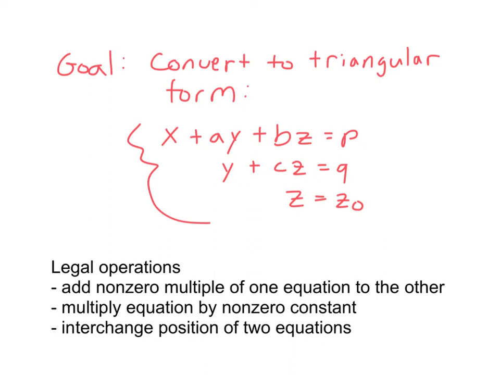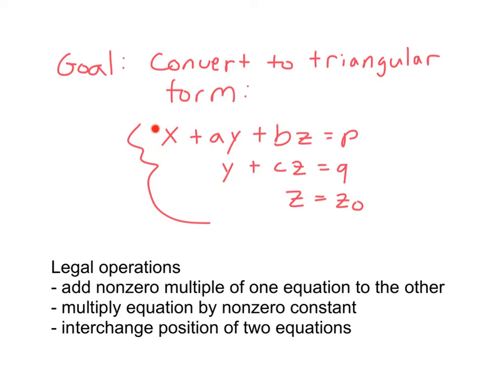So the goal is to first convert to triangular form. Okay, so we want to convert our 3 equations to look something like this. This is triangular form. Notice how this one involves x, y, and z, and this equation involves y and z, and then this equation involves only z. So your equations are involving fewer and fewer variables as you go down. All these other letters are just constants. Don't worry, they're just other constants.